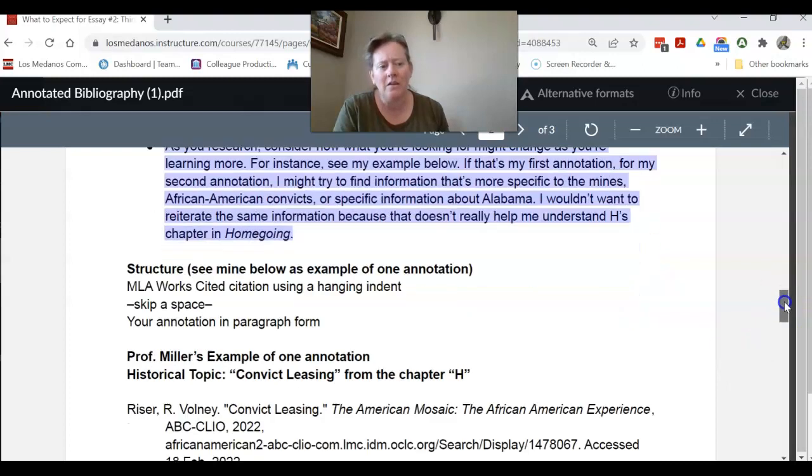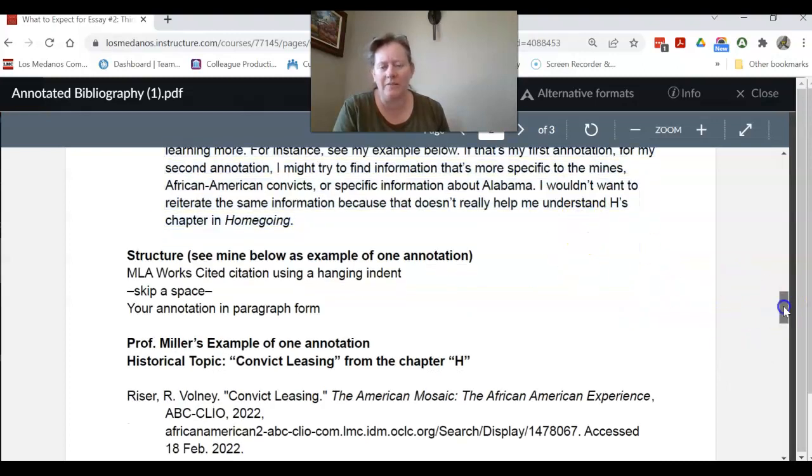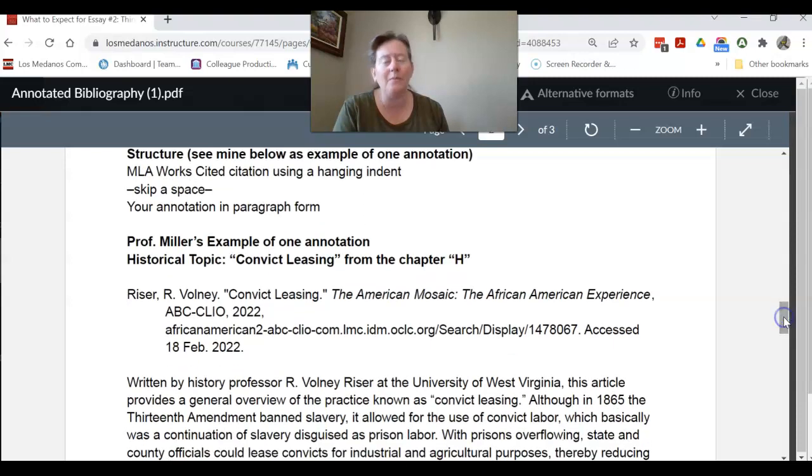As I mentioned in the first video from this morning, when I first read Homegoing, the chapter that really hit me hard was H's chapter. I don't know what it was, but something about his character and his treatment in the mines and just the convict leasing in general. I really didn't know a lot about that. And so that's what I chose to do for the annotated bibliography. So I did 1 annotation. Keep in mind, you're going to be doing 3. So here's my 1 annotation as an example.